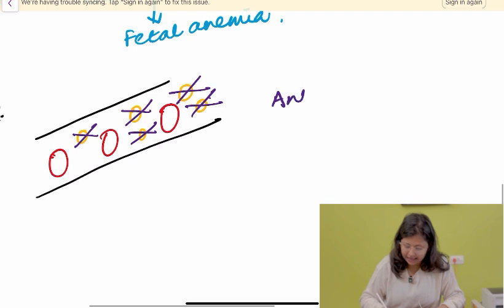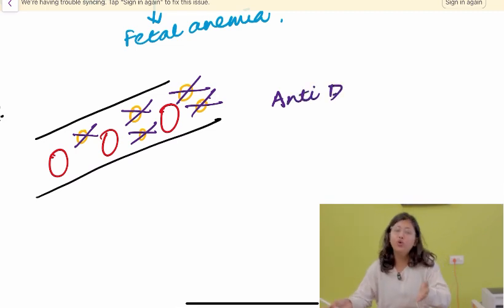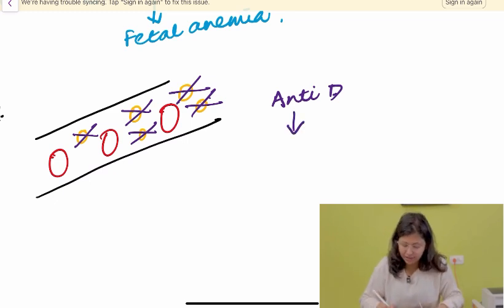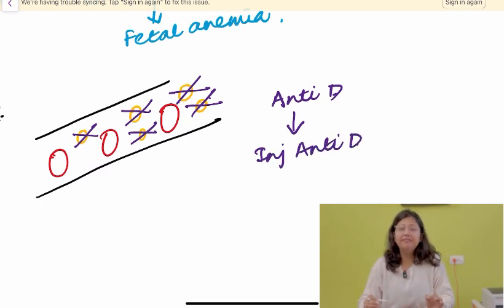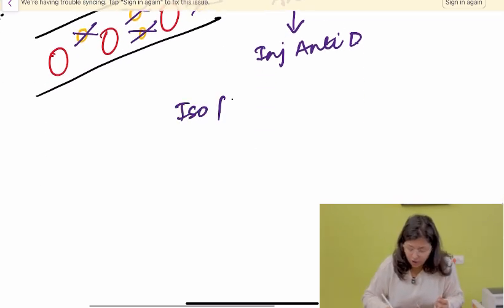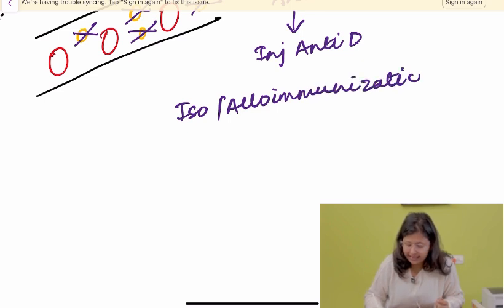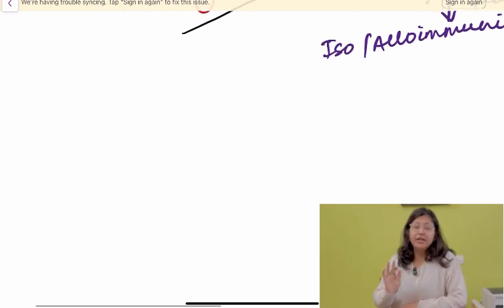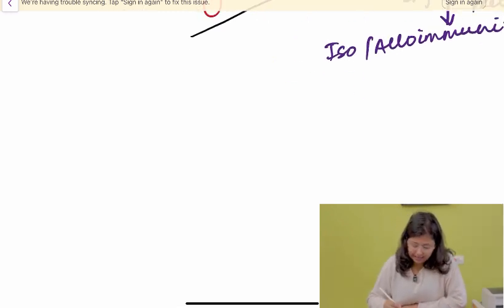I give anti-D. So there is D antigen, I want to neutralize it so that it does not reach the B lymphocytes. So I am going to give anti-D. And this is available to us in the form of an injection, anti-D. And we give this whenever we are suspecting a feto-maternal hemorrhage. So this helps in the prevention of what we call iso or allo immunization. So this anti-D is preventing isoimmunization.